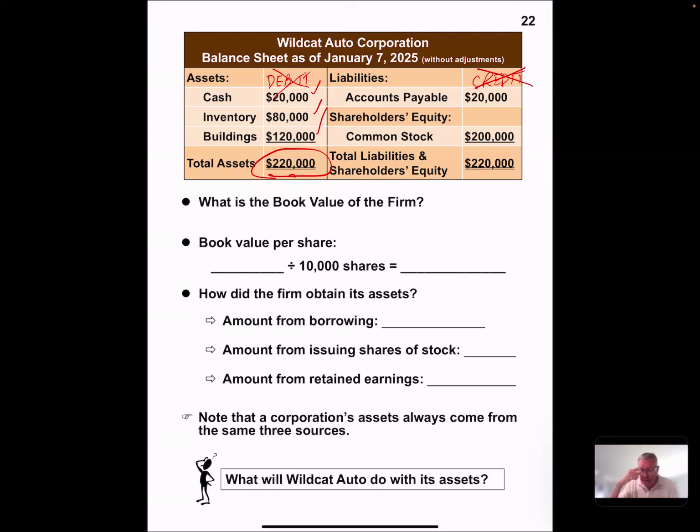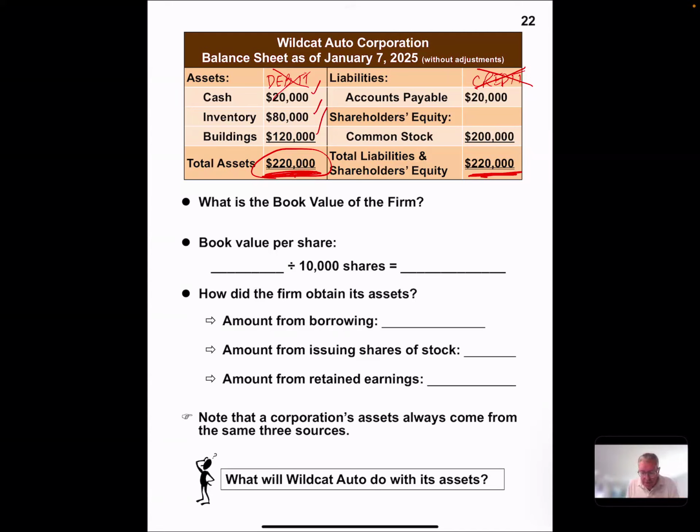So the balance sheet doesn't have any mention of debits and credits. You're just putting the accounts where they belong, asset, liability, or equity, and what their dollar amount is. And then again, if everything's been done correctly, your accounting equation A equals L plus E should work. All right, so let's ask some questions.